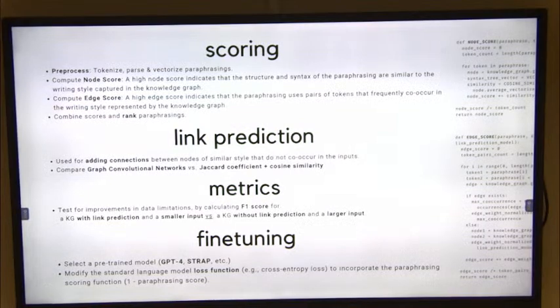And then the next part would be the scoring. So we first have to pre-process the paraphrasings. We do the same thing: tokenize, parse, and vectorize the paraphrasings. And then we compute the node score and then the edge score, which essentially score how similar they are in terms of style and occurrence of each token. We combine them and then we rank the paraphrasings. And then after, we also do a link prediction. So the scoring only works for adjacent nodes. So what happens if we have a path where there's an intermediary node? We can't calculate a similarity between them.